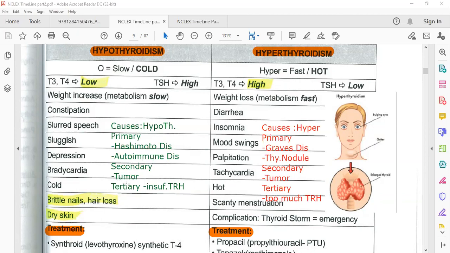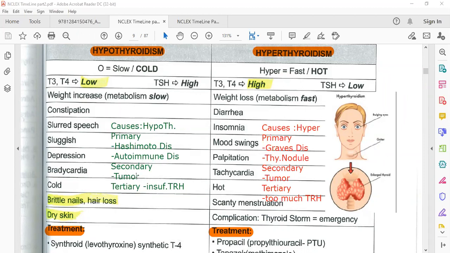Another cause of secondary hypothyroidism is a tumor. The anterior pituitary gland produces insufficient TSH, and the patient develops hypothyroidism. So if a tumor occurs, the anterior pituitary gland produces insufficient TSH.